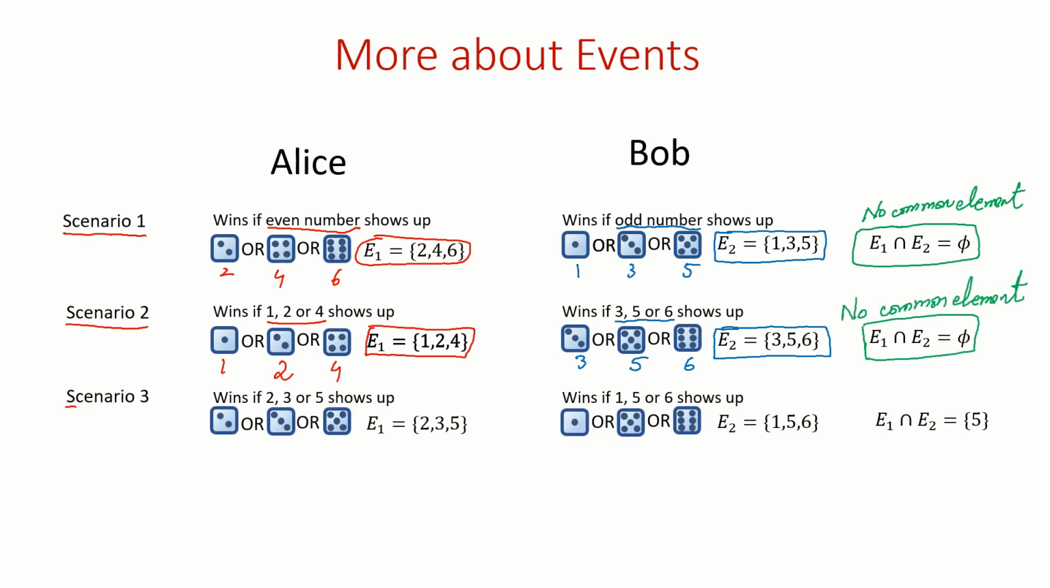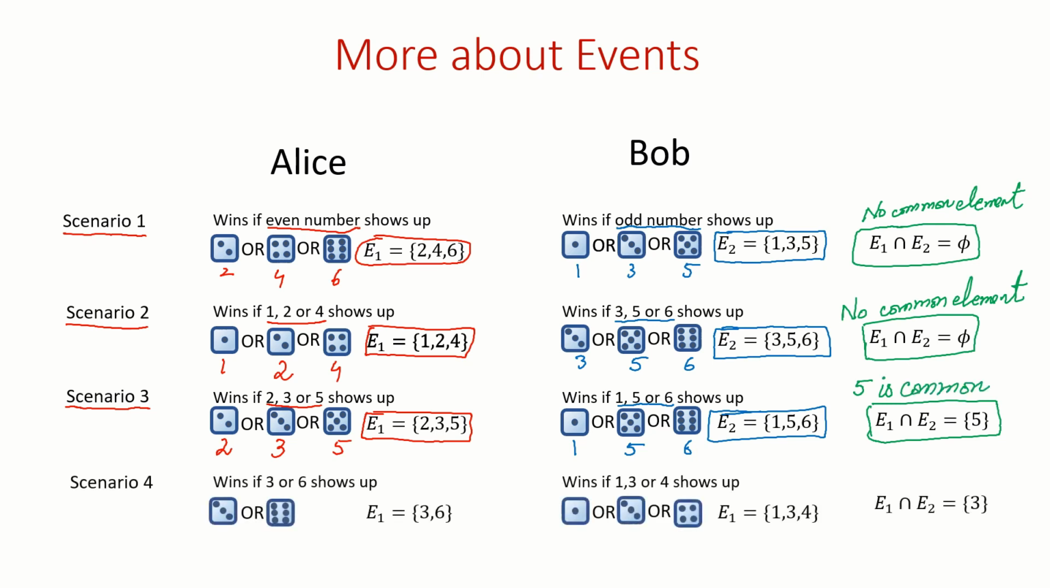We have the third scenario with a different winning criterion. In this scenario, Alice will win if 2, 3 or 5 will show up and Bob will win if 1, 5 or 6 will show up. The event that Alice will win contains 2, 3 and 5 and the event that Bob will win contains the numbers 1, 5 and 6. In the third scenario, the 2 events have 5 as a common element.